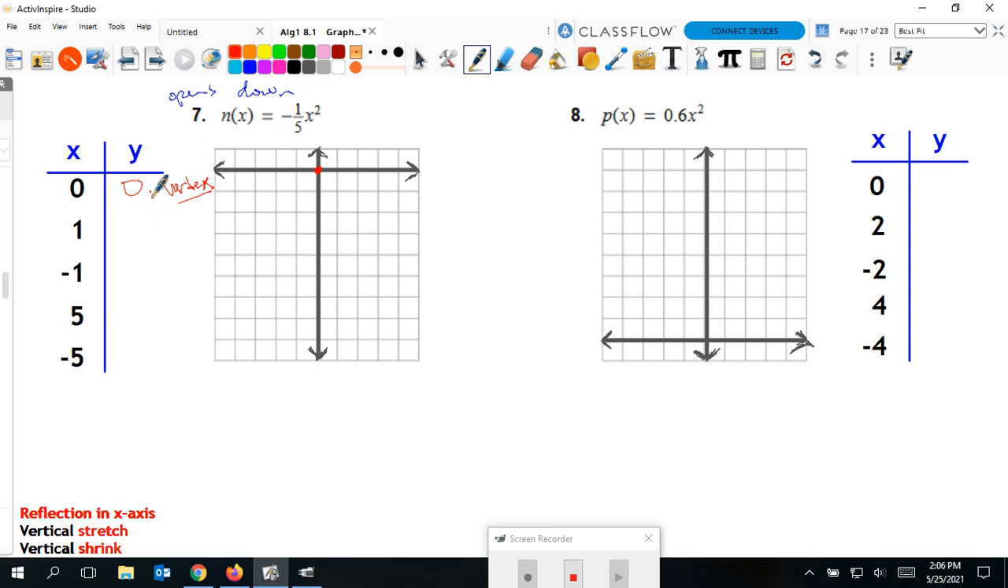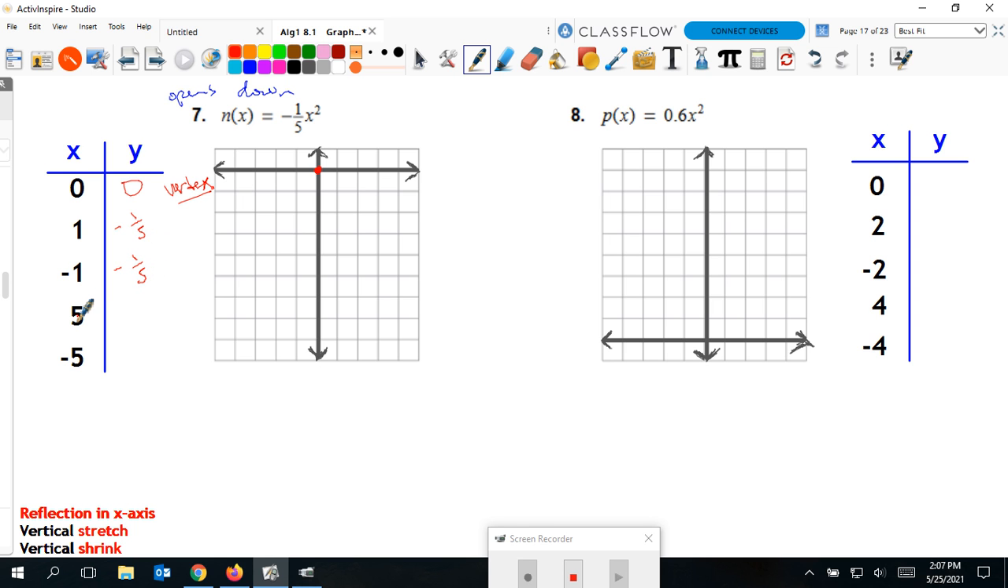Now, if you do a table of values, you may not have the vertex at the top. But on these ones, I knew I was going to put 0 on the top, and I'm going to get the vertex when I do that. So you always want to find that vertex point. There will be ways that we'll find it later in other functions. When I plug in 1, it's going to give me a negative 1/5. When I plug in negative 1, I'm going to get the same thing, a negative 1/5.